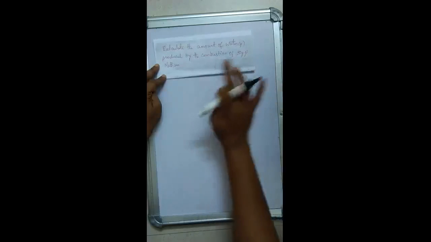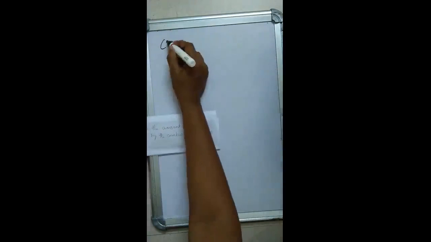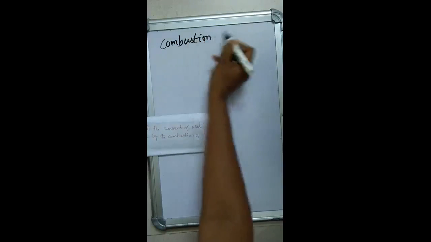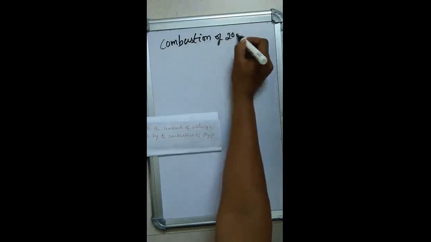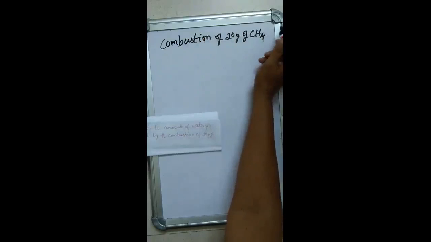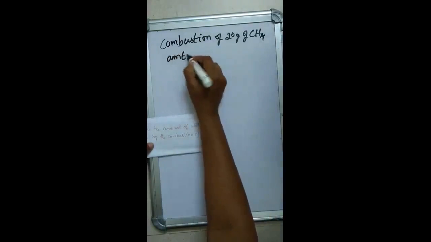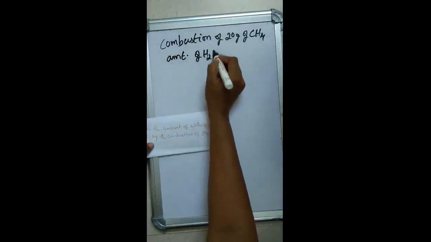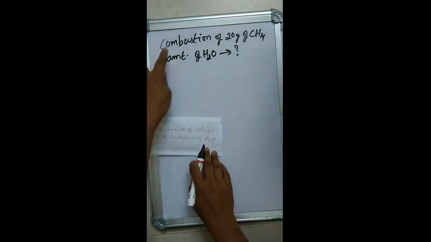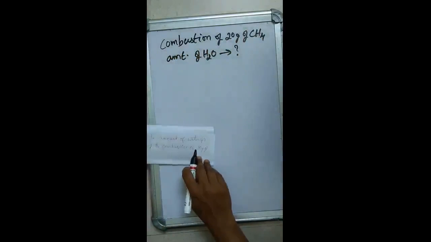Combustion of 20 gram of methane. Again here it is given as a combustion of 20 gram of methane. What is the question? The question is asked about the amount of water produced. So for the combustion of 20 gram of methane, the question asks what is the amount of water.